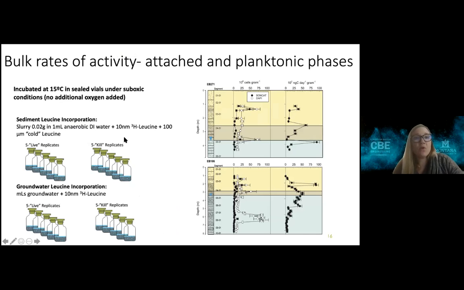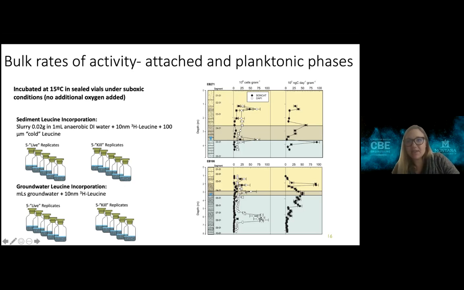And so we used techniques to look at the bulk rates of activity. This had to be ex situ, where we obviously took the core out. We incubated with tritiated leucine for very short times. That's one of the benefits of radioisotopes, is that it's very sensitive, so you don't need a long time. And sorry, I have to keep moving the video so I can see where my slide is.